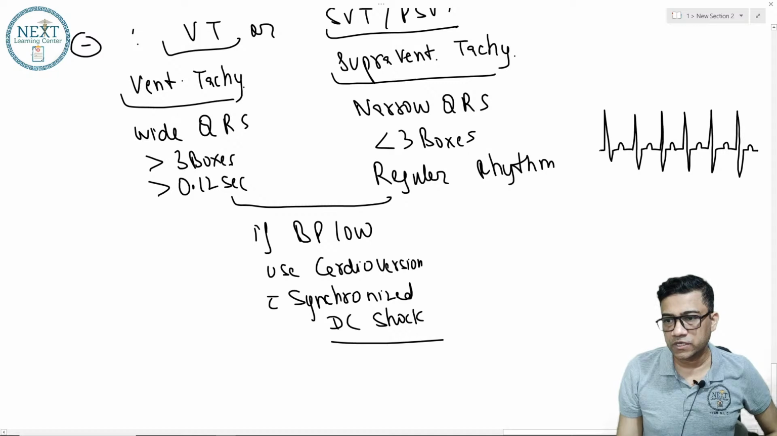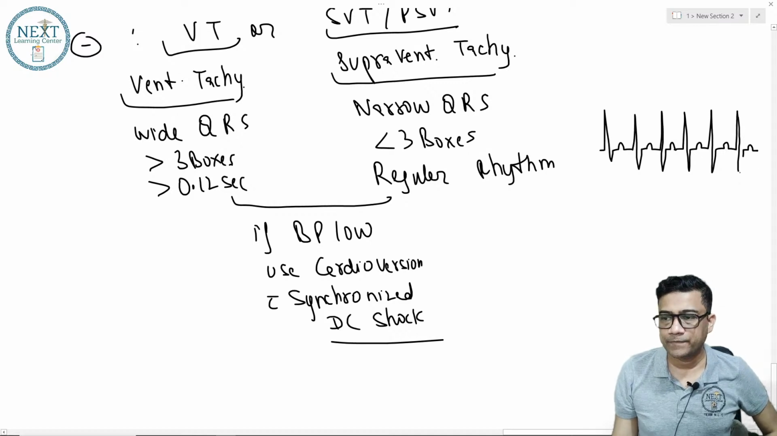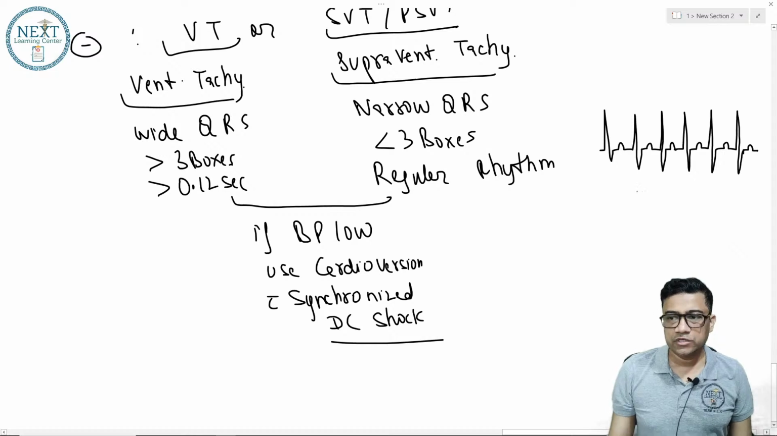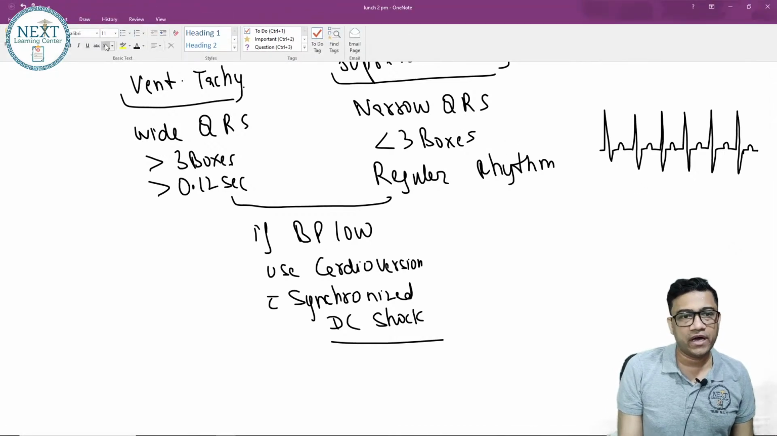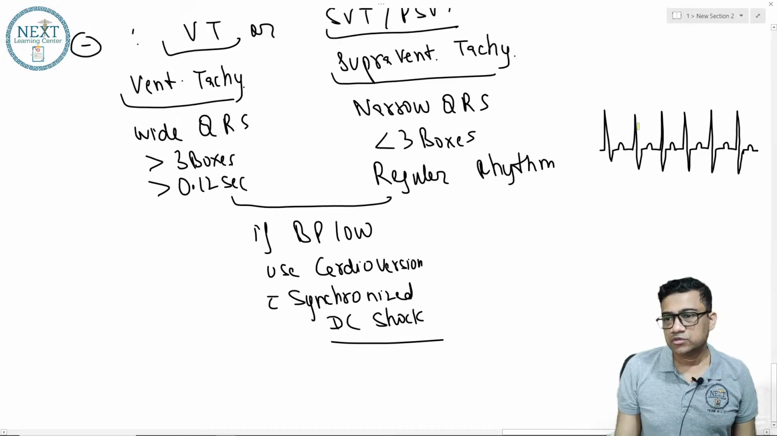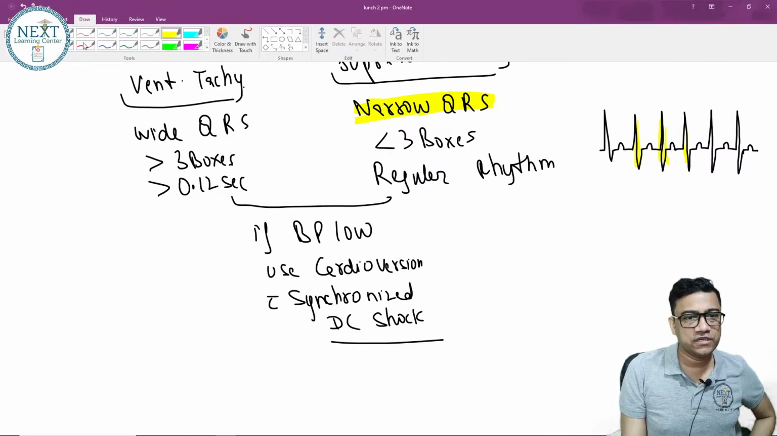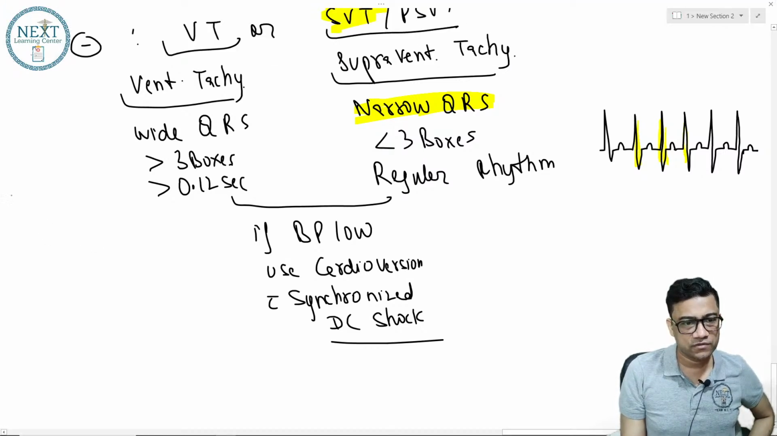So this is the story. Can you see? So are you clear? So this is the story here. Done. So you can see very slim and RR is constant. This is very slim, very slim. This is your narrow QRS. So this becomes SVT. Here you will see mostly wide like this.